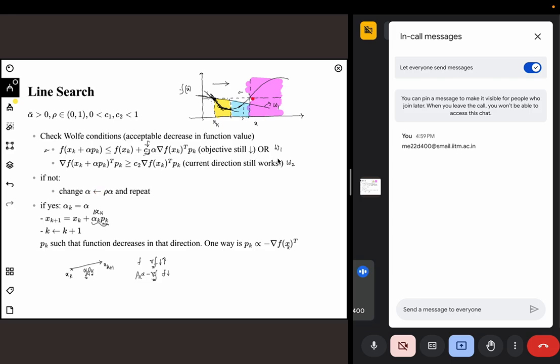So we start with a very big alpha and then we keep decreasing till both these conditions are satisfied. And once both these conditions are satisfied, we use that particular alpha. We already know the pk value and then we'll update xk plus 1 and we'll keep doing this till xk plus 1 converges to x star. So this is the basic idea in line search. Is this clear?